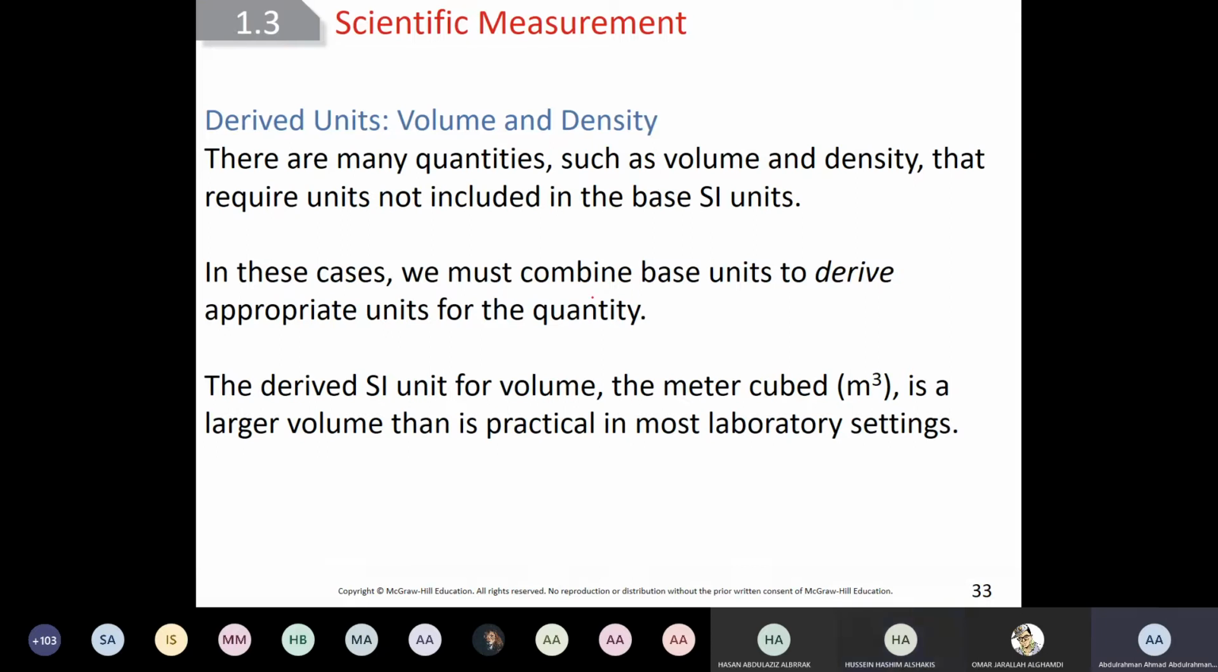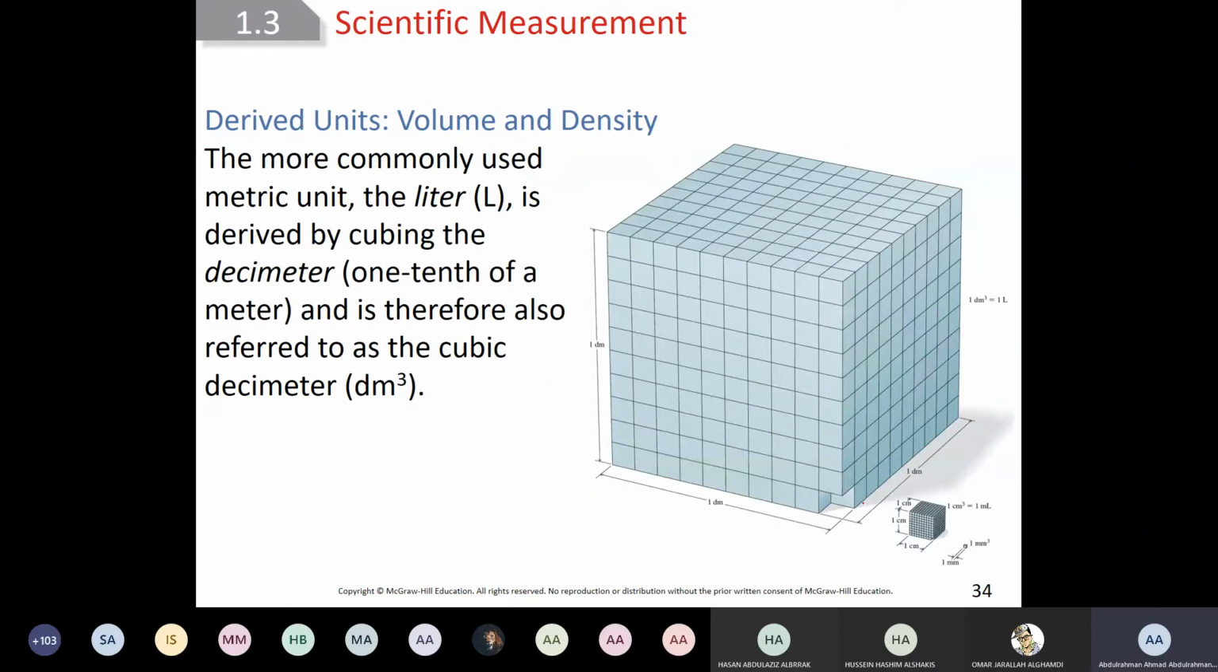Okay. For volume, what's the SI unit for measurement? Meter cube. The volume, like for a cube, we have to multiply length by sides by height, and that's why it is meter cube. If this is the meter cube, this is the centimeter cube. The centimeter cube is part of the meter.